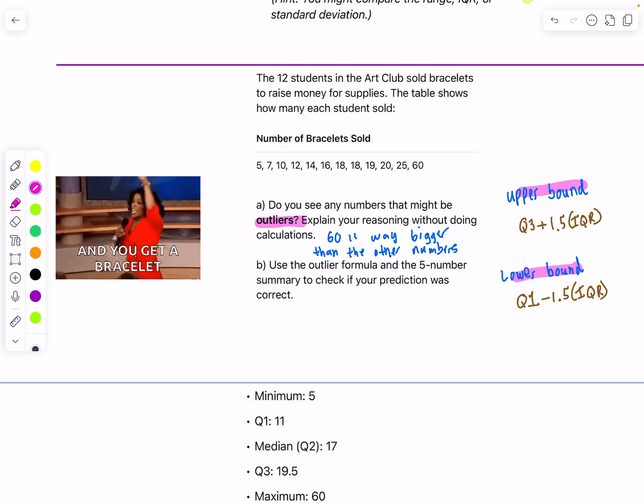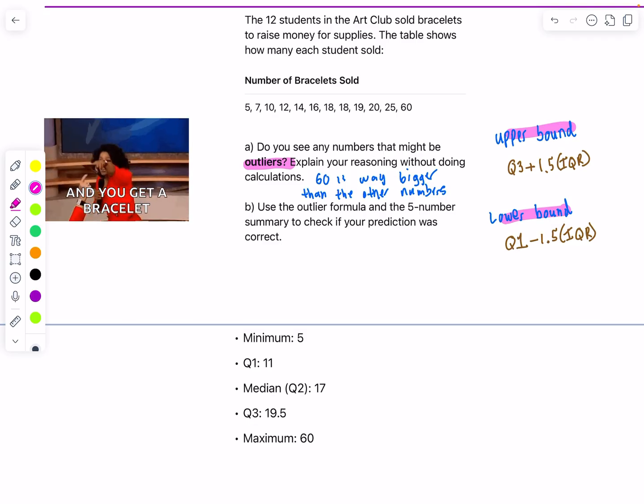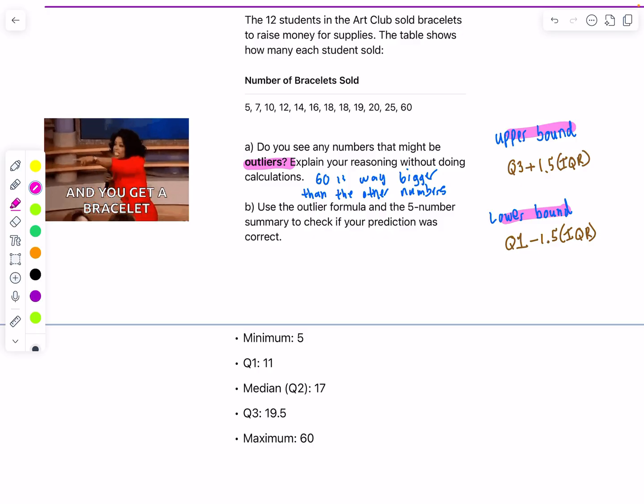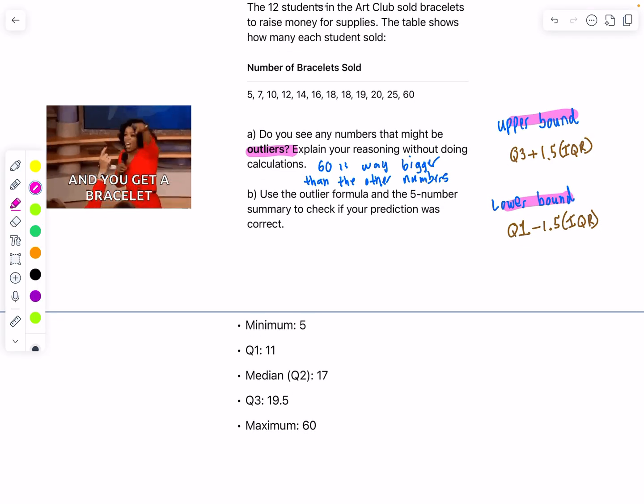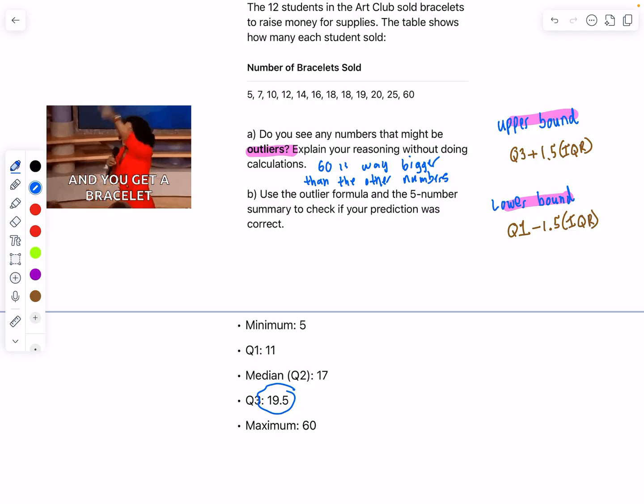All right, so I chose 60. So we're going to do the upper bound. Why are we doing the upper bound, you may ask? Because 60 is the bigger number. So if we're looking at a number line, it's going to be farther to the right. It's an upper limit. We have this formula, and we also have the 5-number summary. So we know what our Q3 is. Our Q3 is 19.5.